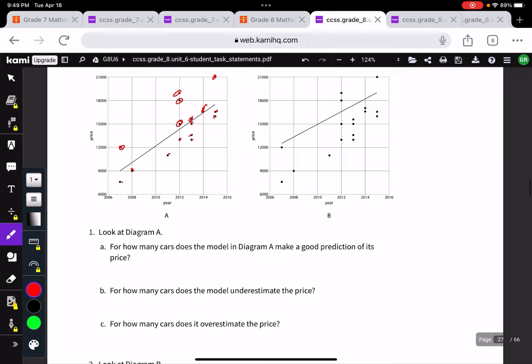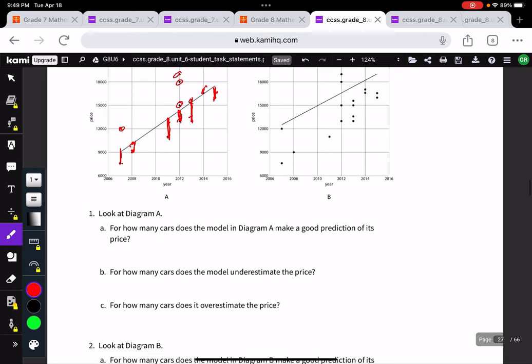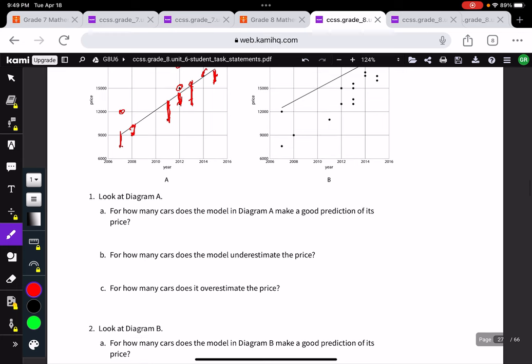The model, if you look here, the price for this car, it says it should be here. For this car, it says it should be here. All of these, if we drew a line straight up to them, that's saying what it should be. But question C says, for how many cars... No, never mind. Forget that. We did that one. Question 2, look at diagram B.